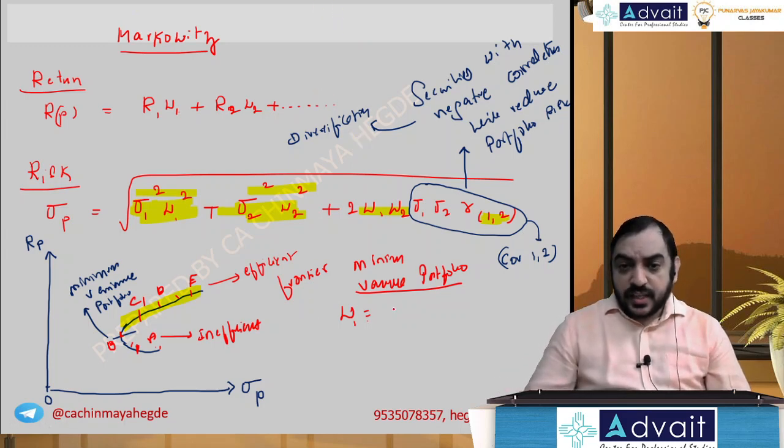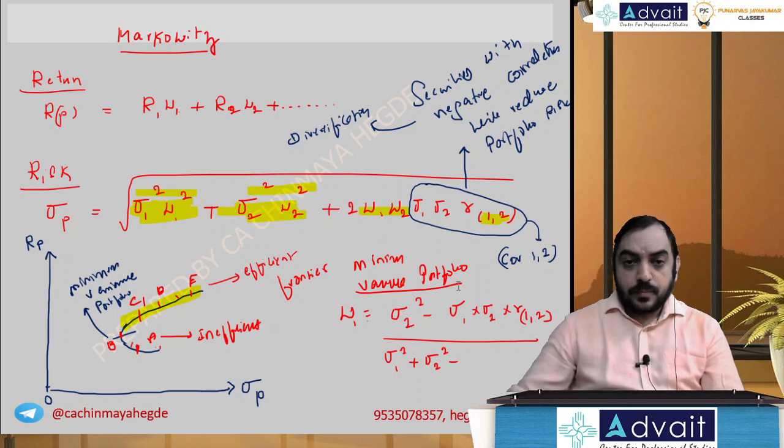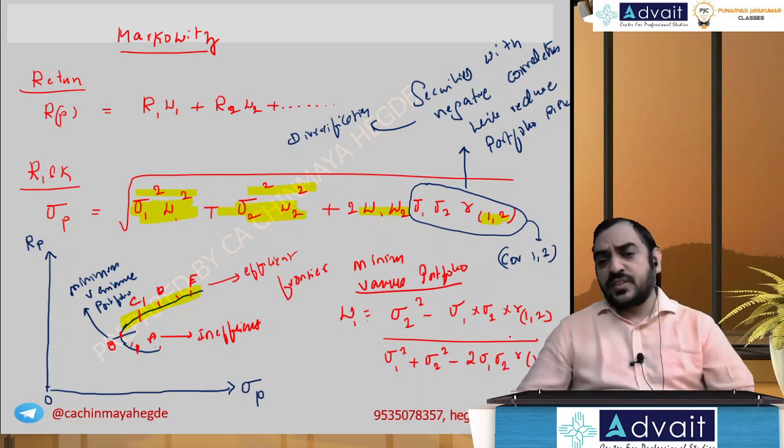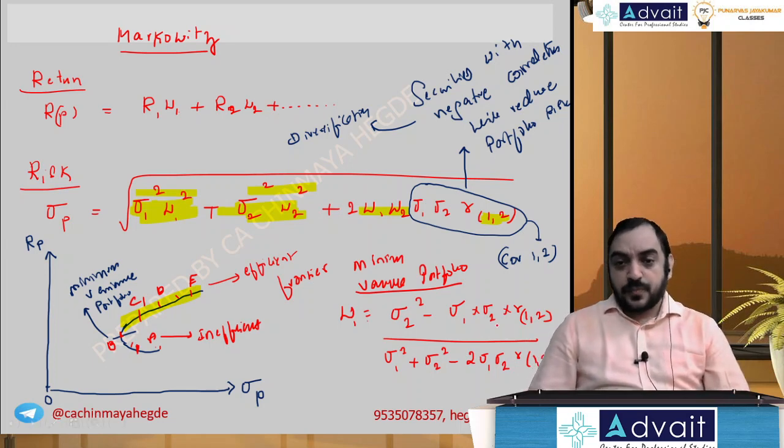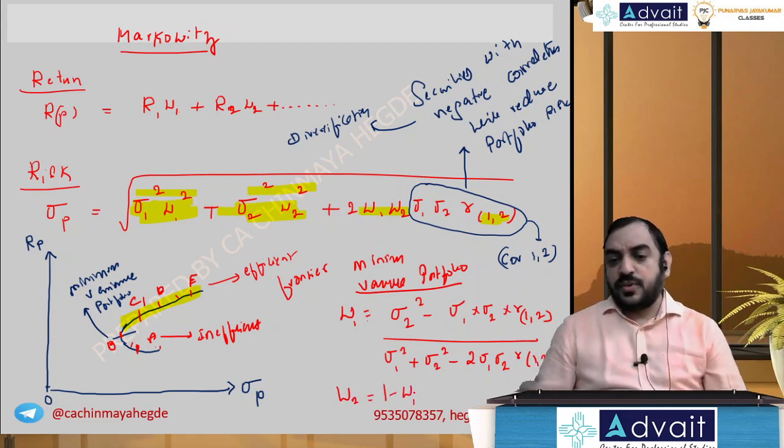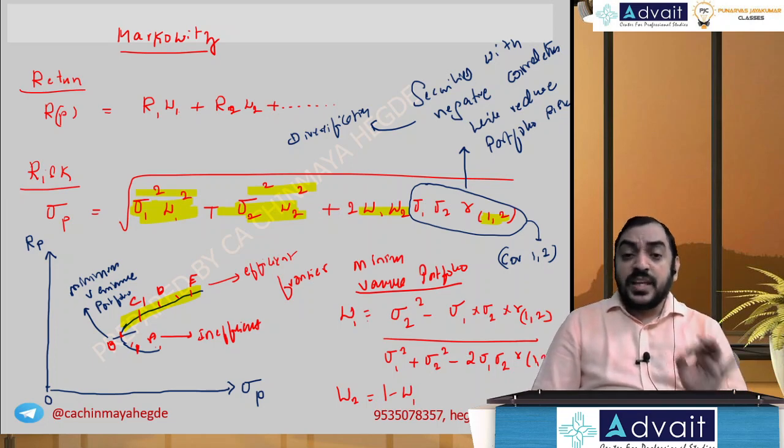Okay, so we have W1 given by sigma 2 square minus sigma 1 sigma 2 into R between 1 and 2, whole divided by sigma 1 square plus sigma 2 square minus 2 sigma 1 sigma 2 multiplied by R between 1 and 2. And you know, sigma 1, sigma 2 and R can also be substituted by covariance. And W2 is remaining. W2, you can calculate this or you can just do 1 minus W1. That is how you calculate the minimum portfolio variance.